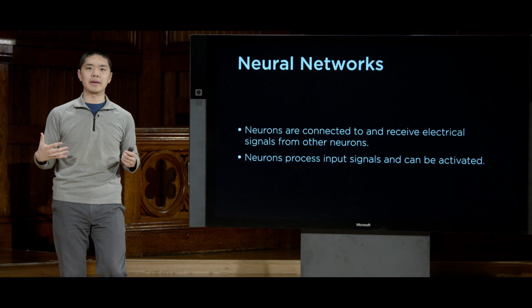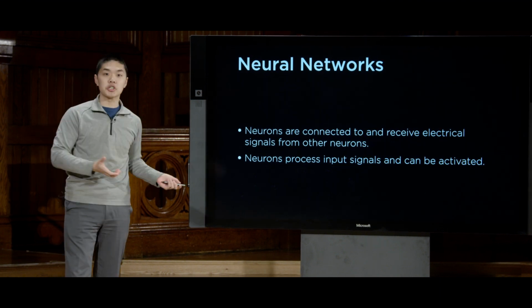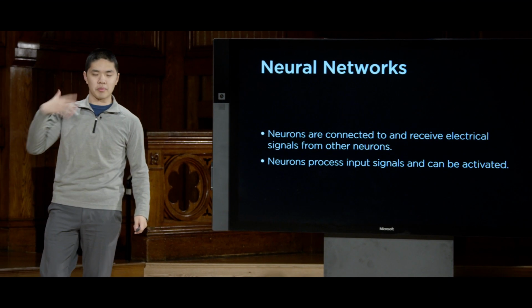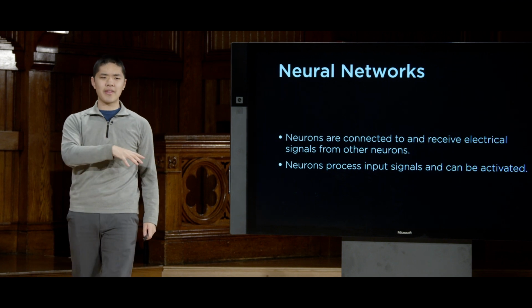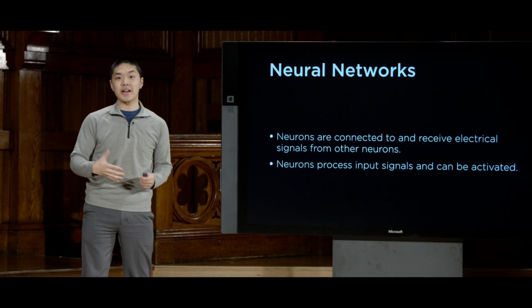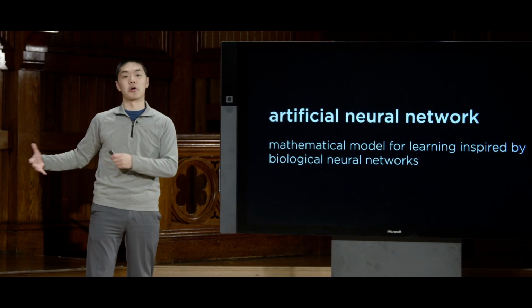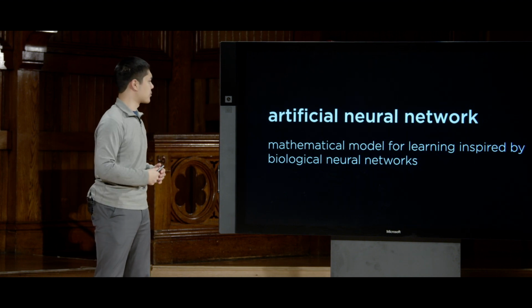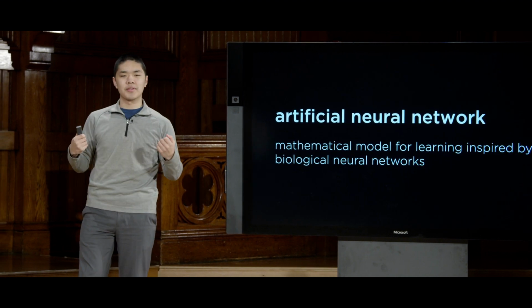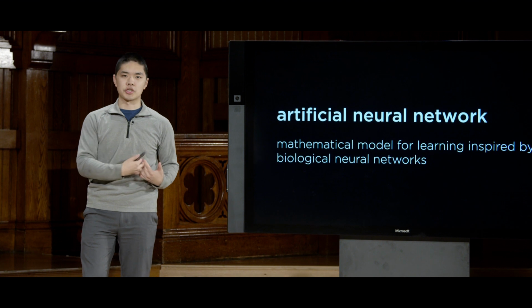And so the question then became, could we take this biological idea of how it is that humans learn with brains and with neurons and apply that to a machine as well, in effect designing an artificial neural network, or an ANN, which will be a mathematical model for learning that is inspired by these biological neural networks.